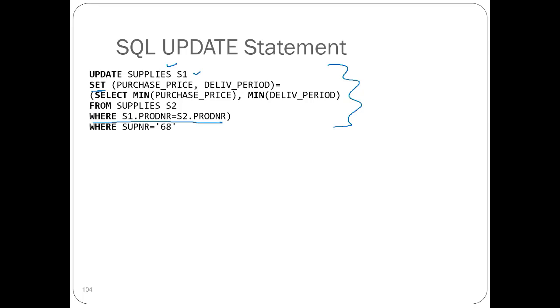All right. So, what is the subquery doing? Select minimum of purchase price, minimum of delivery period from supplies S2, where S1 dot product number is equal to S2 dot product number and the supplier number is 68. So, what is this whole query doing? Well, in this table which is supplies, we want to update that for the supplier number 68 with what? We want to set its purchase price and the delivery period, the minimum of the purchase price and delivery period that we have available for the products which are being supplied by supplier 68.